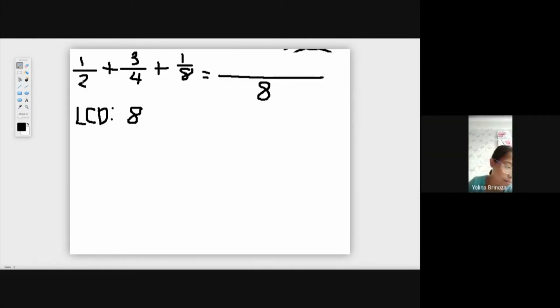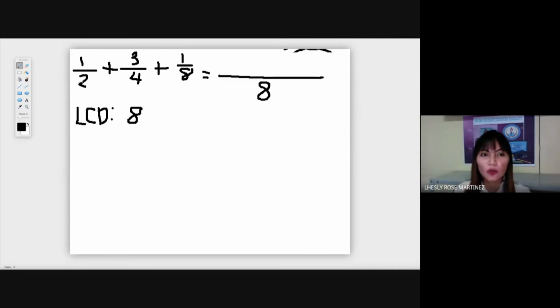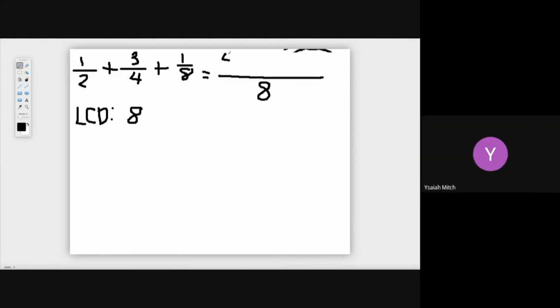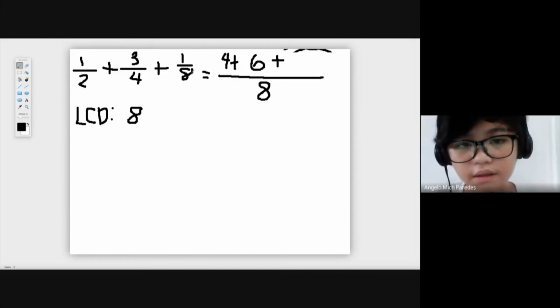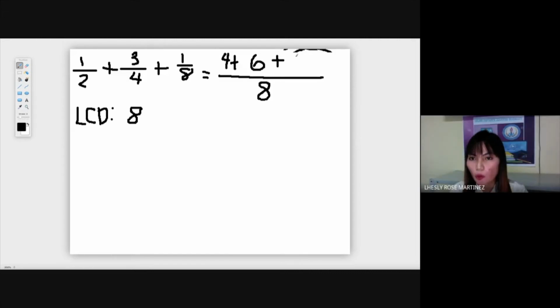Multiply to the... Okay, very good, Hannah. You need to multiply the quotient to the numerator. So 8 divided by 2 is 4, times 1 is 4. And then copy the operation. Next, for the second fraction, 8 divided by 4 is 2. 2 times 3 is 6. And then copy again the operation. 8 divided by 8 is 1, 1 times 1 is 1.